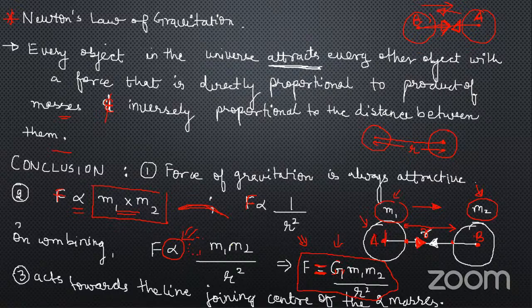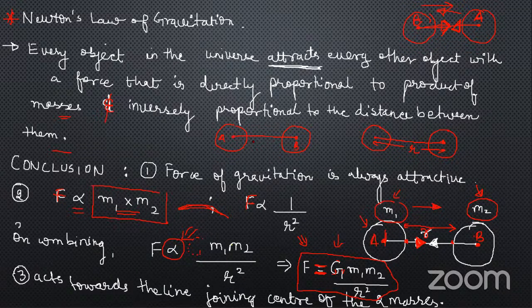Force is a vector quantity, so it means you also need to determine the direction. What is the direction of this force? Where does it act? If you have two bodies, let's say the gravitation force is acting between these two bodies, then you just need to join their centers, and the force is going to exist along the line joining their centers. This is body A, this is body B.